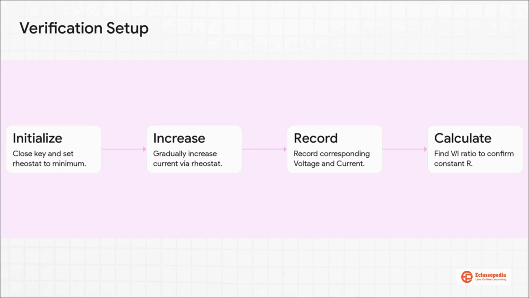First, close the circuit and gradually slide the terminal on the rheostat to increase the current. As you make each tiny little movement, record the corresponding voltage and current. Finally, calculate the ratio by dividing the voltage by the current for every single measurement. And what you'll find is pretty cool. The ratio is always the exact same number. That constant, that's your resistance. If you plot those numbers on a graph, they form a perfectly straight, linear diagonal line every time.